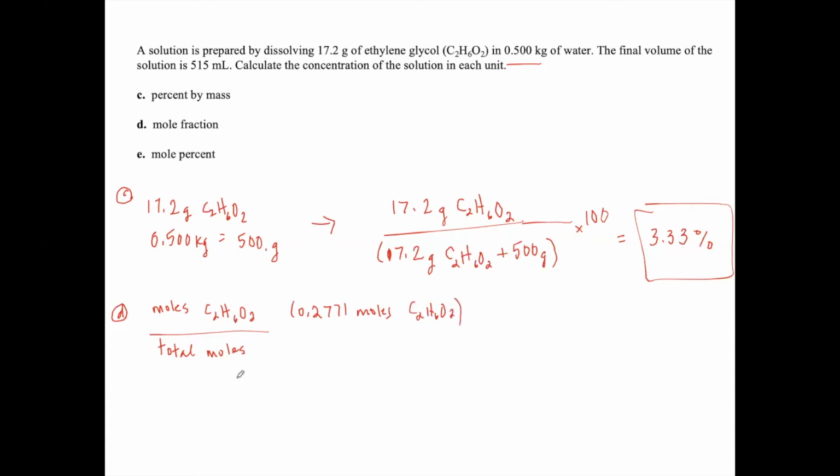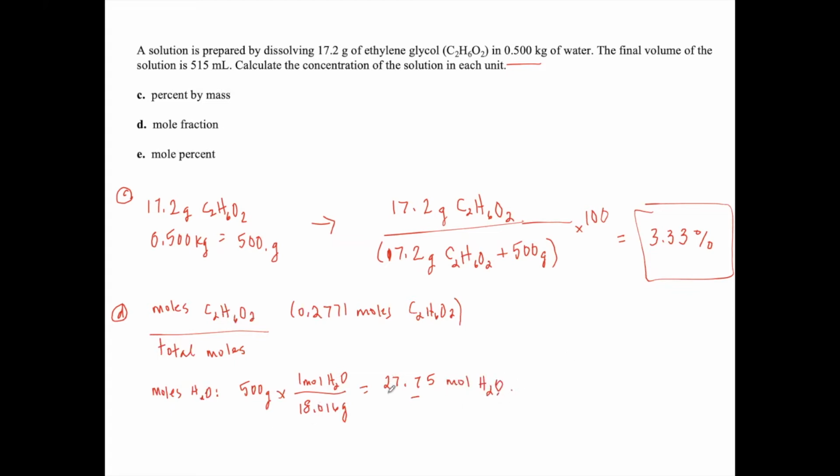For moles of water, we've got 500 grams of water, 1 mole of water, 18.016 grams. So we have 27.75, underlining my least significant digit, moles of water.